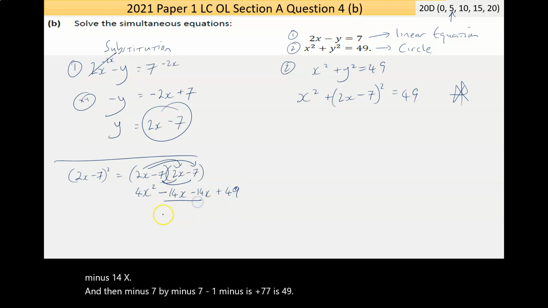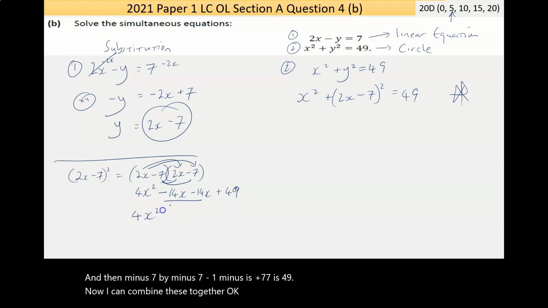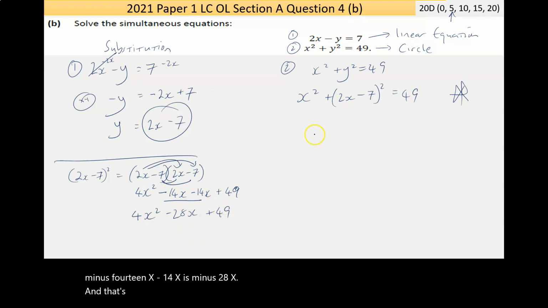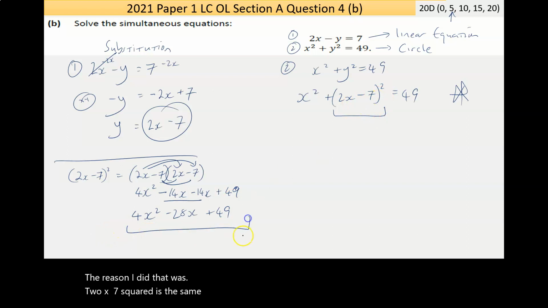Now I can combine these together. All I'm going to do now on this next bit is just join the x's. Minus 14x minus 14x is minus 28x. And that's all I've done. Everything else stays the same. The reason I did that was 2x minus 7 squared is the same thing as 4x squared minus 28x plus 49. Doesn't always feel like it is, but they are.